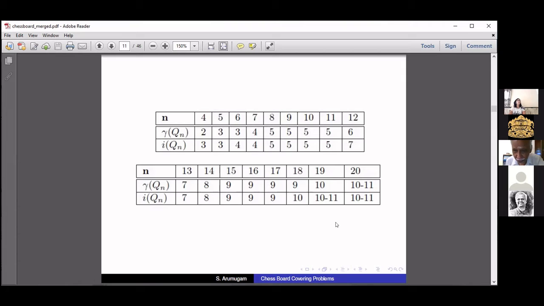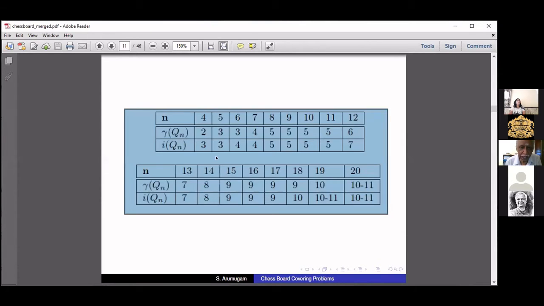For I, even the 19 case is the problem. And the smallest place where gamma and I are different comes at 12. For 12, 6 queens are enough to cover the board. For independent placement, we need 7 queens. So here's the first place where gamma and I become unequal. This is the current status of the parameters for the Queen's graph for gamma and I.